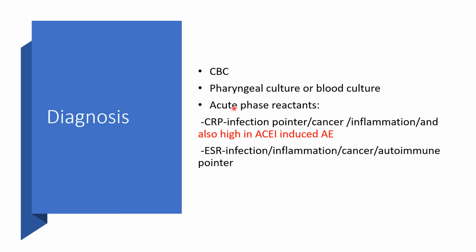These two acute phase reactants, that is C-reactive protein and ESR, cannot tell us the specific type of condition going on causing the inflammation, or give us a clue that there is ACE inhibitor involvement or there's autoimmune disease somewhere or there's cancer somewhere. But it will let us know that things are not right.